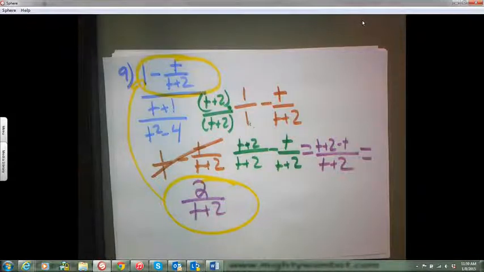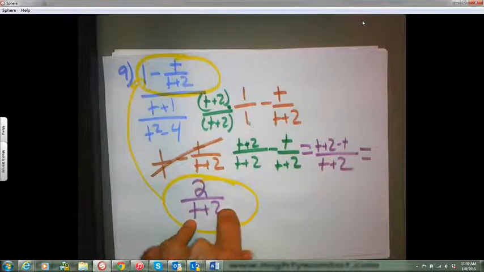So the reason we cannot do that is because we've got some addition here. If this were multiplication, we'd be good. Because we're adding it, not allowed.